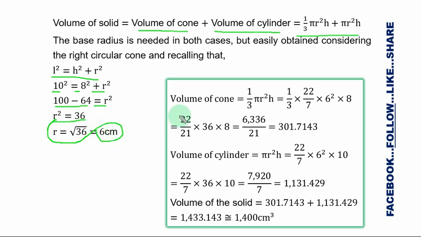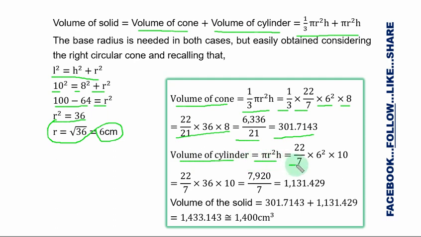So let's get the various parts. Volume of cone, the formula is this. So 1 over 3 times pi, 22 over 7, times r squared, that is 6 squared, times the height 8. If you simplify further, you get this result. After multiplication, you get this, and after division, you have 301.7143.